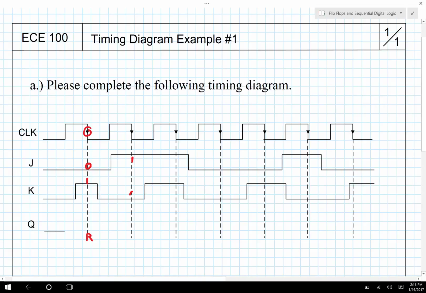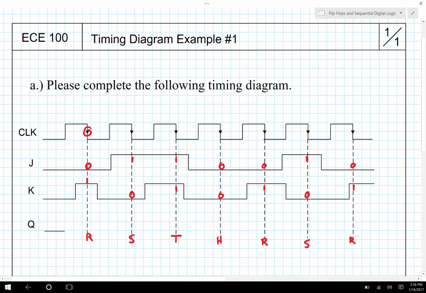So here J equals 1, K equals 0, that's a set. J equals 1, K equals 1, that's a toggle. J equals 0, K equals 0, that's a hold. J equals 0, K equals 1, that's a reset. J equals 1, K equals 0, that's a set. And then J equals 0, K equals 1, that's a reset.